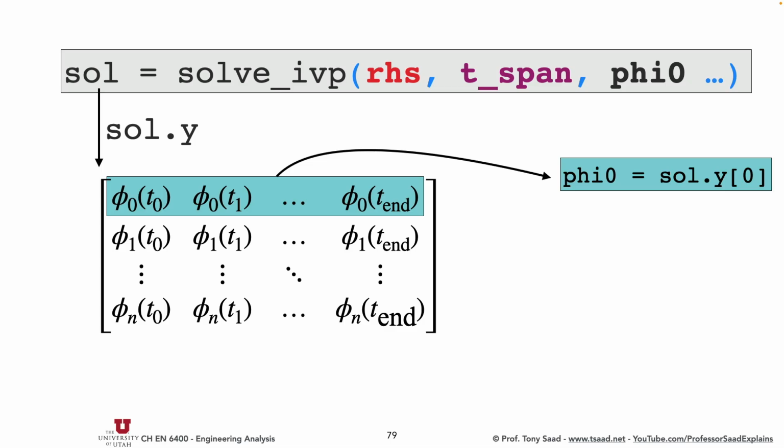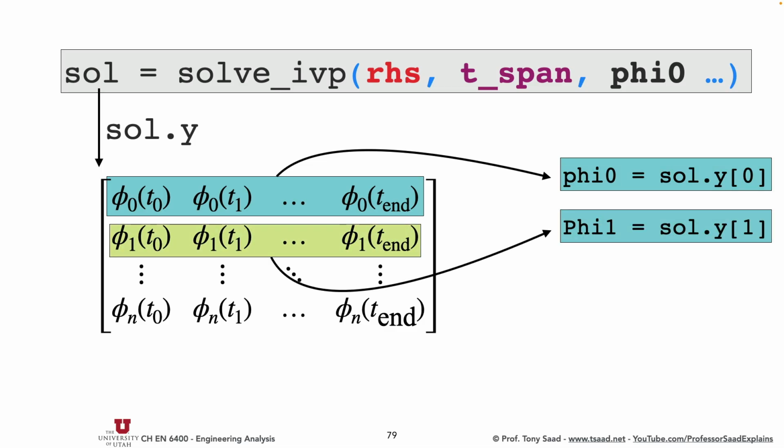To access all of this phi 0, you simply say phi 0 equals sol.y at 0. Give me the first array in this array of arrays. To access the second one, phi 1 is simply sol.y at 1. So that gives me the second unknown, and so on. Okay, and then you can plot those very nicely.